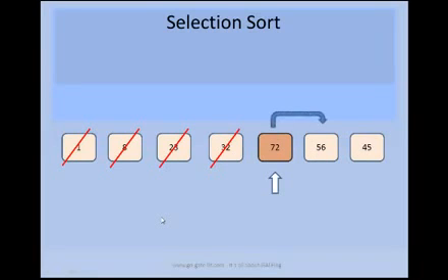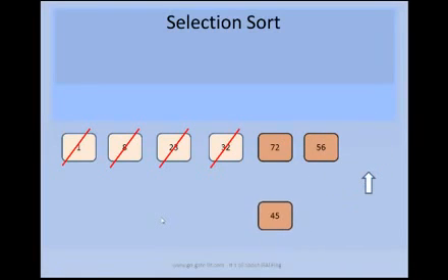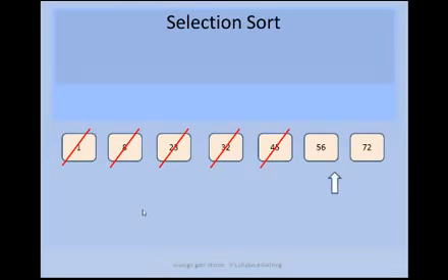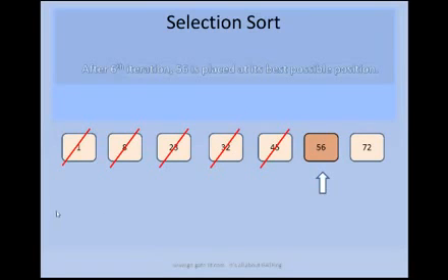Again we reiterate, recursively calling the selection sort method. You can see that 45, being the smallest, is replaced with 72, and 72 has been placed here. After the fifth iteration, 45 is placed at its best possible position. We are left with 56 and 72. 56 is the smallest, so after the sixth iteration 56 is at its best position.